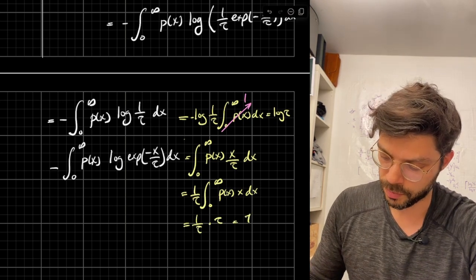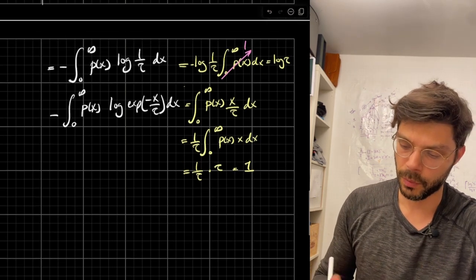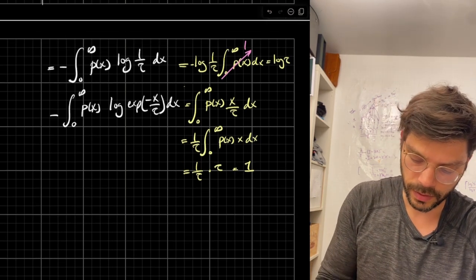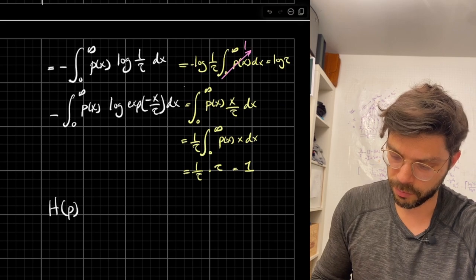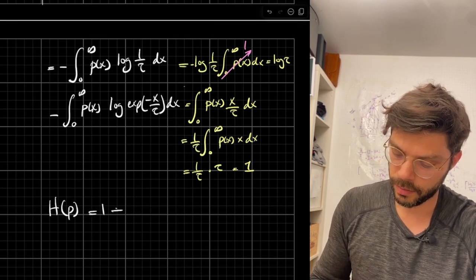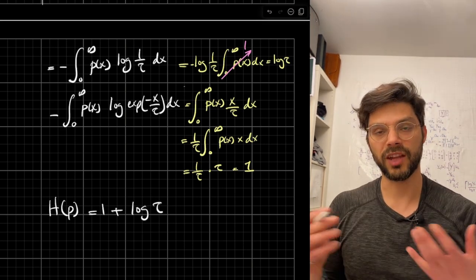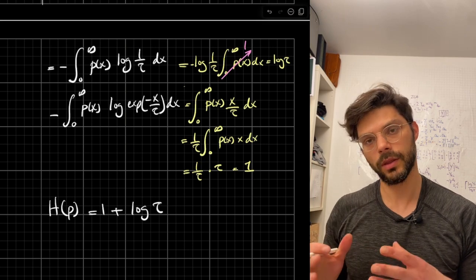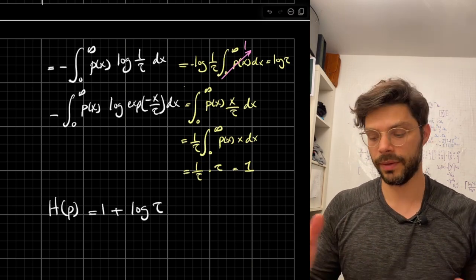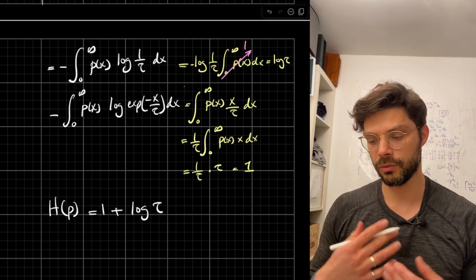So this whole thing just becomes 1. And when we add these two pieces, we get that. So we conclude that h of p is going to equal 1 plus log tau. So, as we already mentioned, the entropy will increase with tau, as we expected.